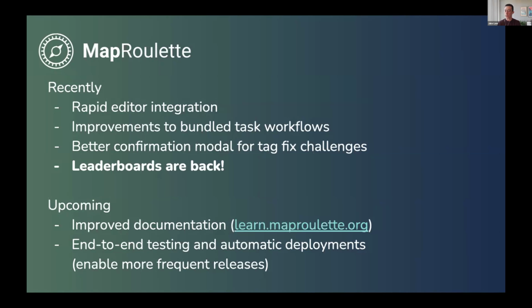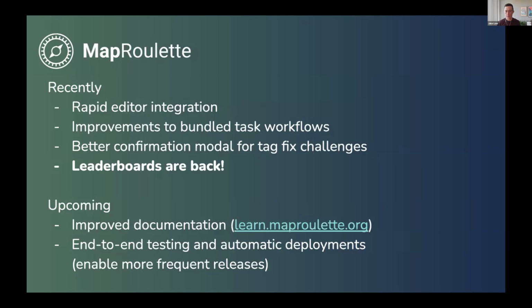And then also we're working on adding some end-to-end testing to the MapRoulette front end, and also automating deployments so that when new code gets merged into the GitHub repository, it automatically goes out to production. So we're hoping to do that so that we can do more frequent, more stable, reliable releases, and hopefully get bug fixes out to the community faster and ship fewer bugs in the first place.